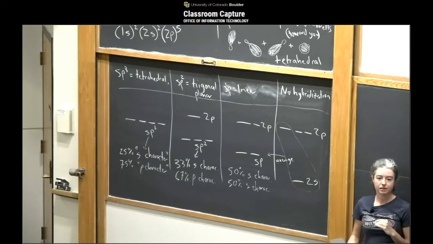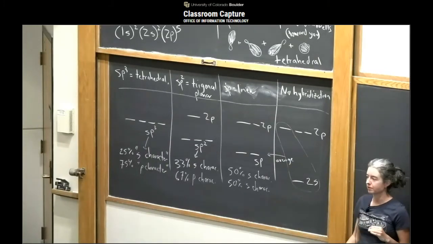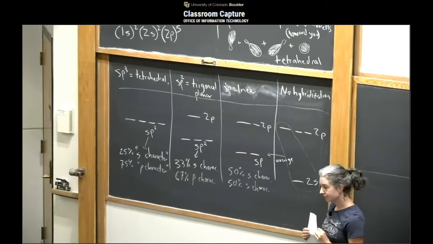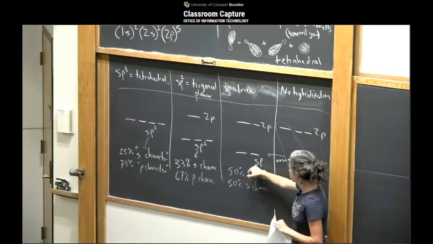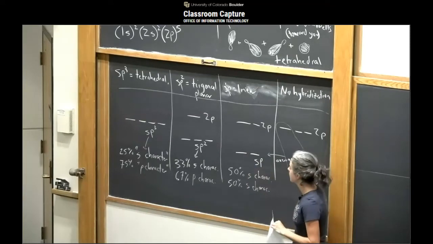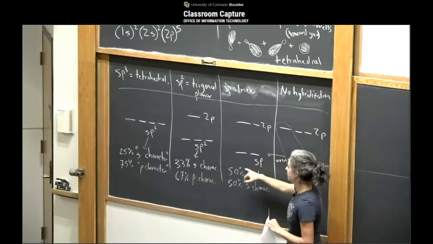Okay. Any other questions about the energy diagrams before we move on? Yeah. How do you determine the percentages? Oh, so this one is just straight up 1s and 1p, so it's 50% of the total is s and 50% is p. So it really is just as simple as it looks.